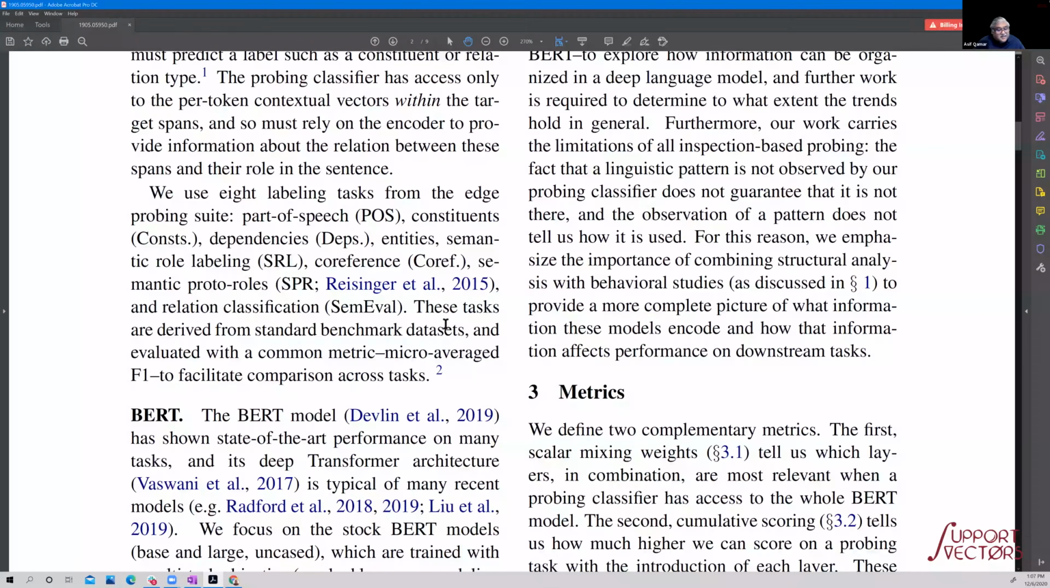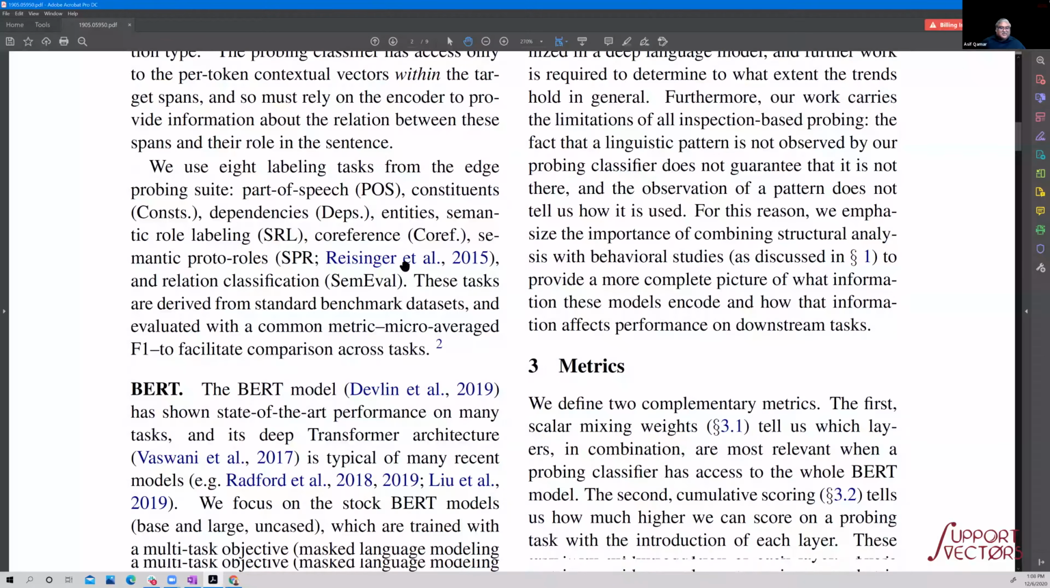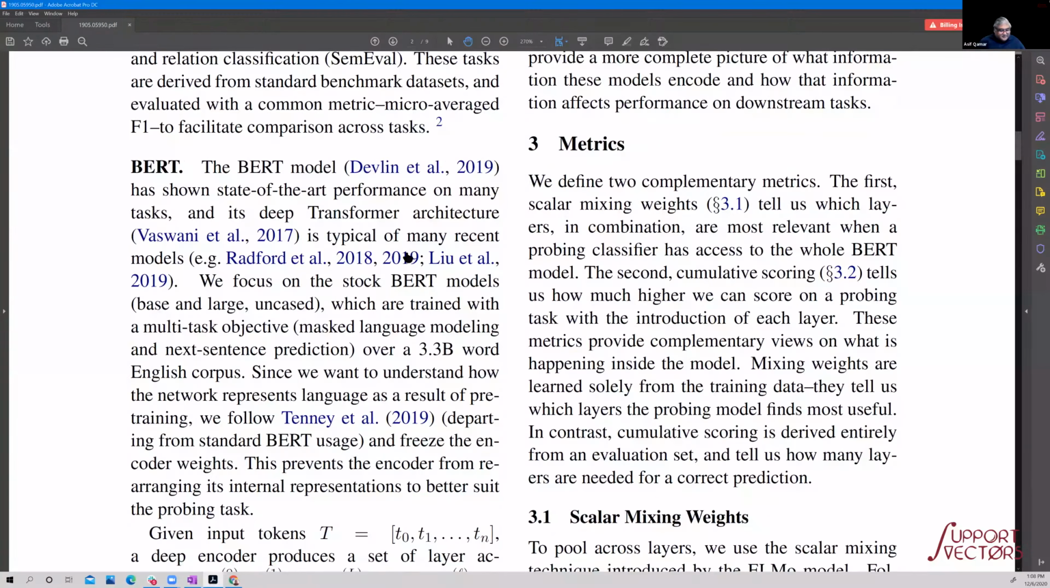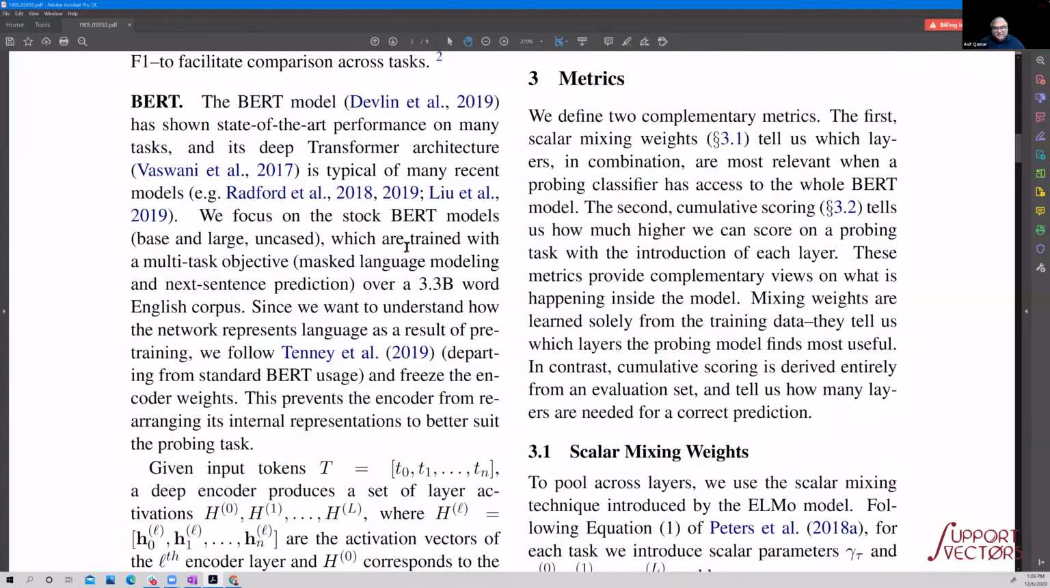So these tasks are derived from the standard benchmark datasets and evaluated with a common metric, micro average F1, to facilitate comparison across tasks. So they have some devices and tools to do that. I won't go too much into that because now we're getting into the implementation detail. Perhaps we shouldn't get into that in the very first reading of it.